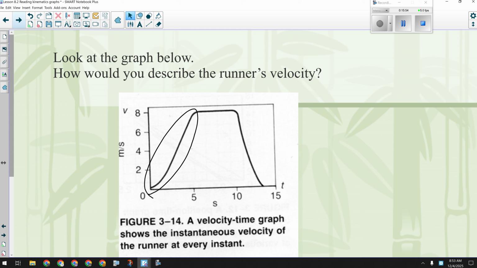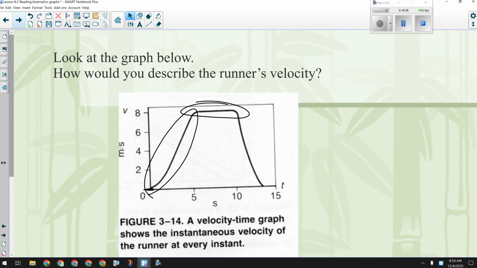Okay, now what's the runner doing right there? Ollie, what's the runner doing in that part? Running at a constant speed. Running at a constant speed. Okay, and then what are they doing at the end? Slowing down. Do they come to a stop? Would this be zero? Line gets there, right? So they actually come to a stop at the end. They slow down, they slow to a stop.